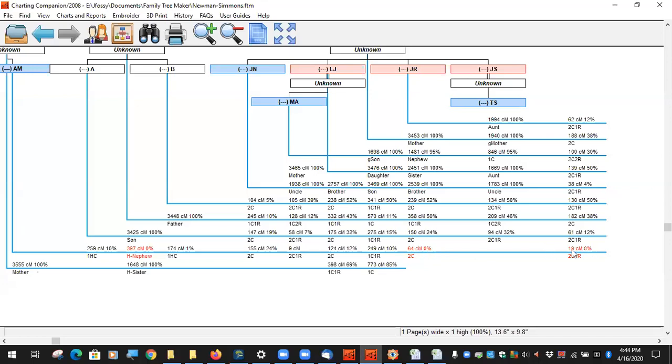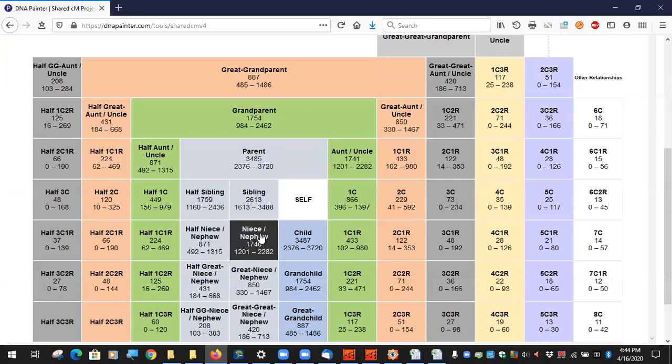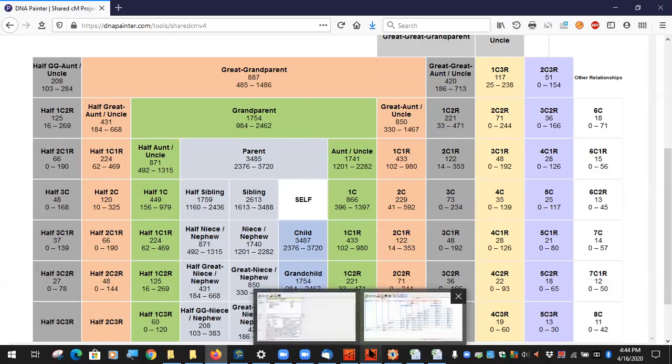But, and just like that. This half nephew though was a little discerning at 397, because if we go here, half nephew, they're saying that is not possible at all. So we just now, and we also have to take into account this was on Ancestry.